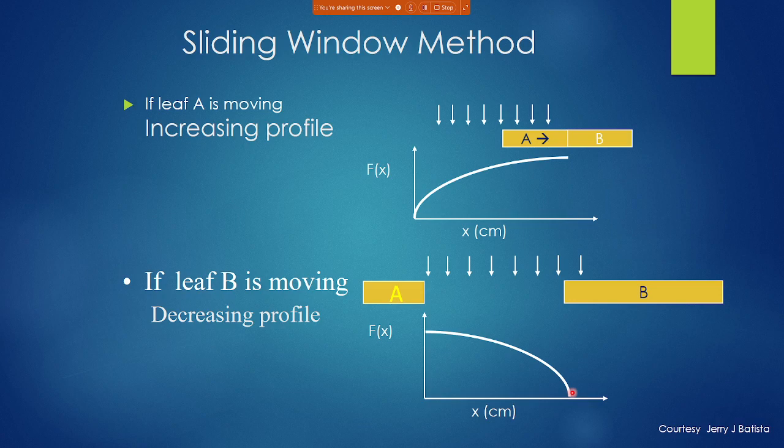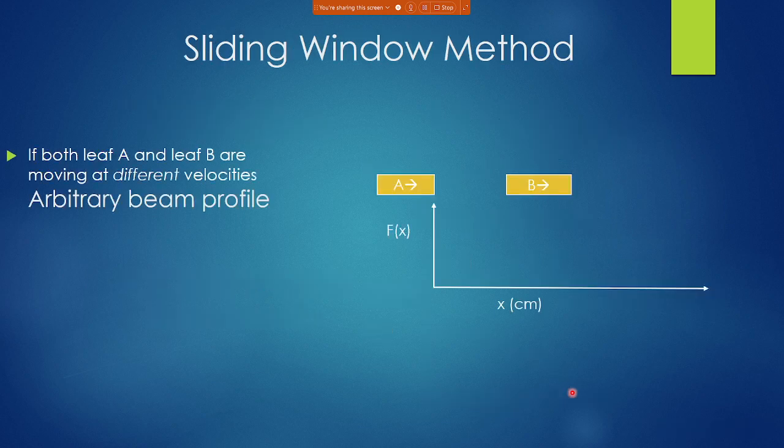If you want an increasing and decreasing profile, you have to move both at the same time, right? You want a valley. Most of the fluence maps, if you look at, there is a high dose, low dose, high dose, low dose, what we call the valley and mountain, hill and valley like. So let us look at if both A and B are moved at different velocities, what happens?